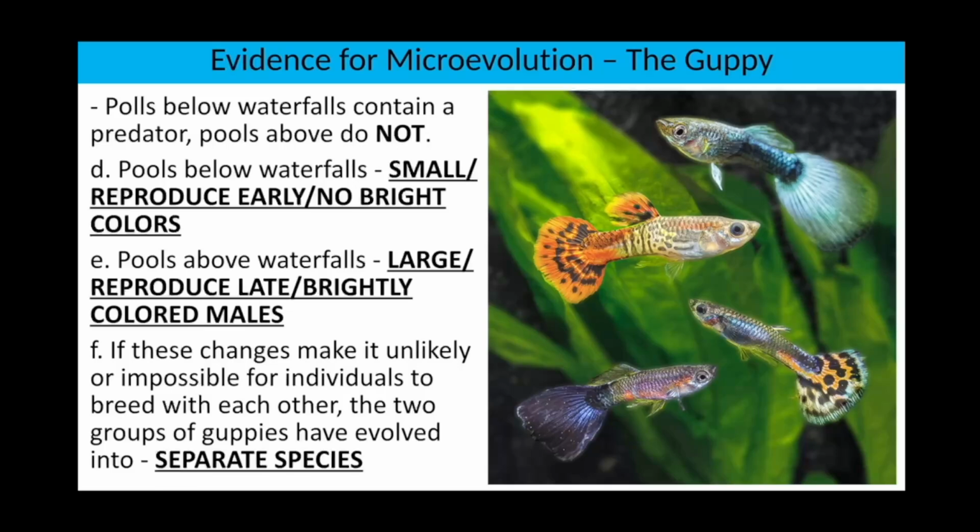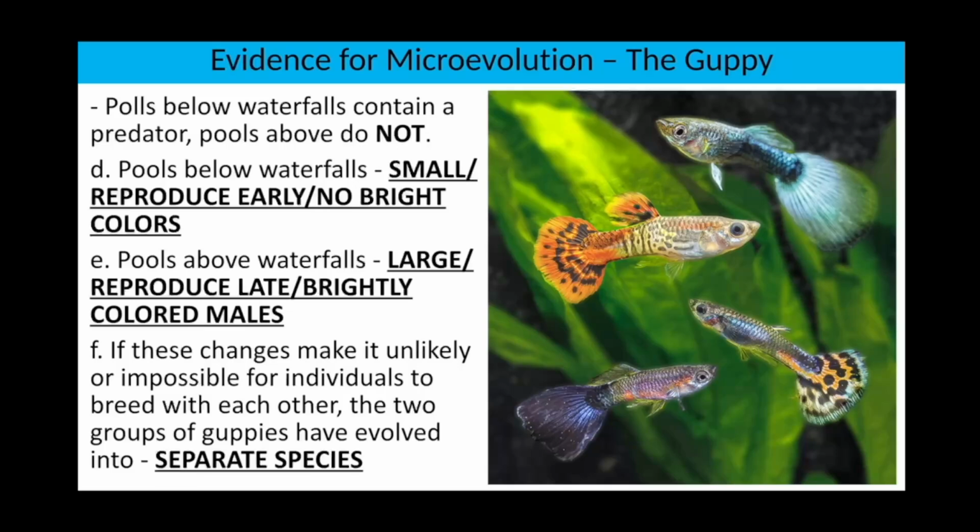For example, a pool below the waterfall is a smaller area. These animals are smaller, they reproduce early, and they don't have bright colors. In the pools above the waterfall, they're larger, they reproduce later, and they're brightly colored. You would wonder, why don't these guppies have any bright colors at the base of the waterfall, but above the waterfall, they all have bright colors? Well, in this case, below the waterfall, there is a predator, and above the waterfall, there is not a predator.